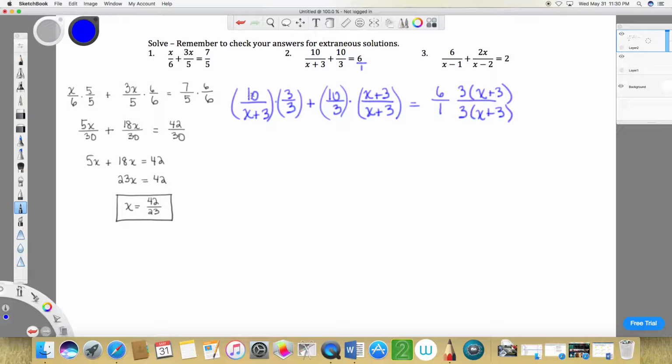Well, in this numerator, I get 10 times 3, which is 30. Here, I'll take this 10 and distribute it to both of these terms. So that will give me 10x plus 30. And 6 times 3 is 18. And let's take that 18 and distribute it to both terms. So we have 18x plus 18 times 3. I believe that's 54. Let me check that.